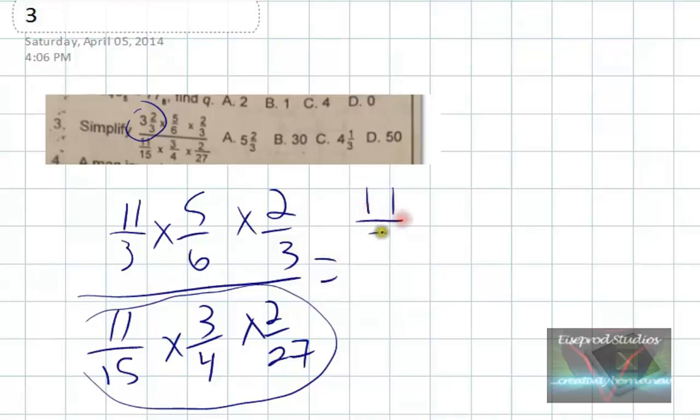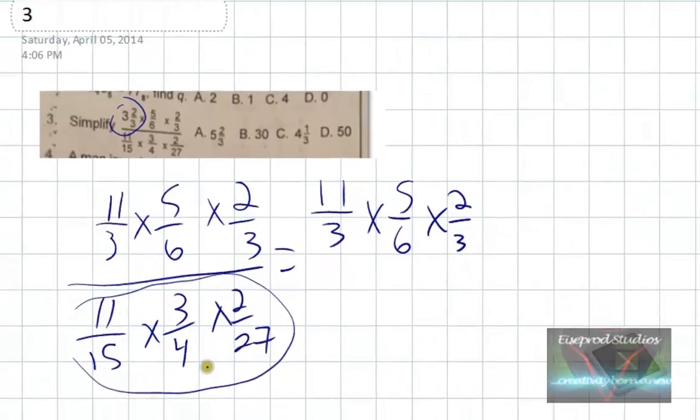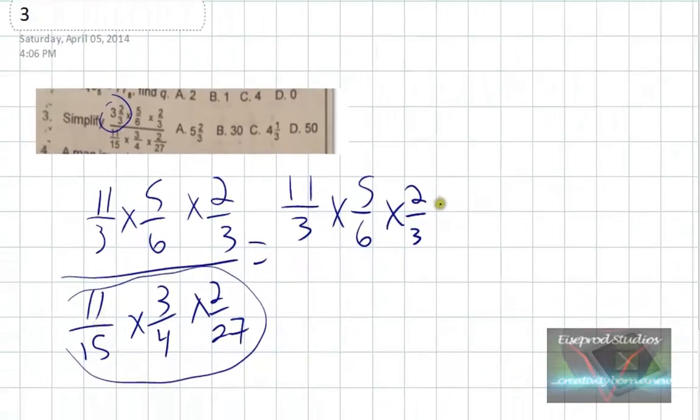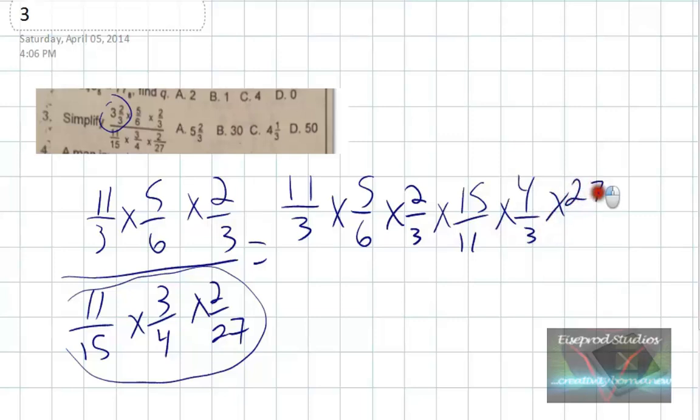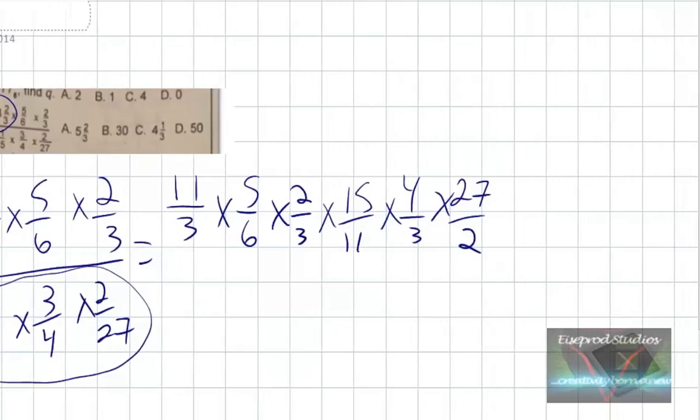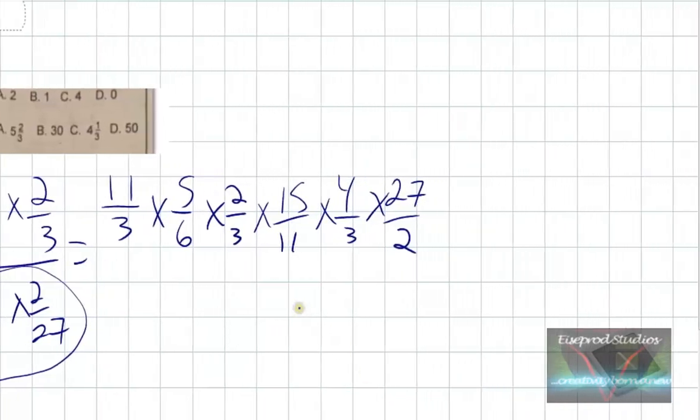So we're going to keep this part, 11 thirds, 5 6, and 2 thirds. Okay, the numerator stays the same. And then we're going to multiply by the reciprocal of all of these. Remember, the reciprocal means to just take 1 over the number. So 1 over this would leave us with 15 over 11, then 4 over 3, and 27 over 2. Okay, so now we've gotten this into a more usable form of the question, but there's even more that we can do now.